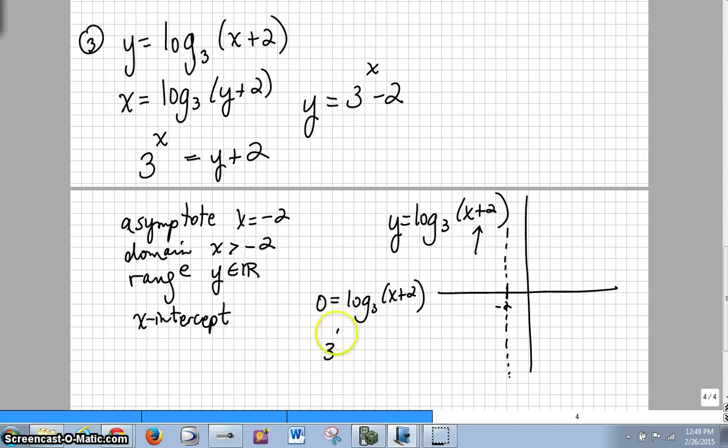I'm going to say 3 to the 0 power equals x plus 2. 3 to the 0 power is 1. And when I subtract 2 from both sides, I get negative 1. So we've got an x-intercept at negative 1. We've got a graph that approaches the asymptote and curves this way. So if you notice, it looks just like the exponential function, 3 to the x minus 2. Since it is its inverse, it is just like it, except it's kind of flipped over on its side, if you notice that.